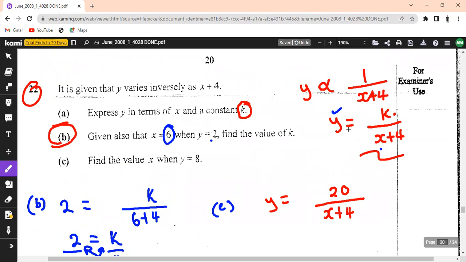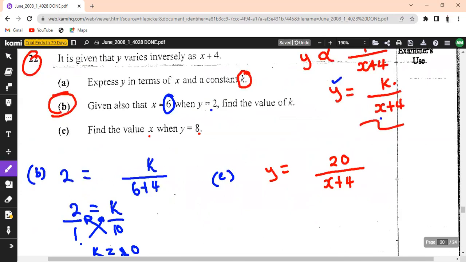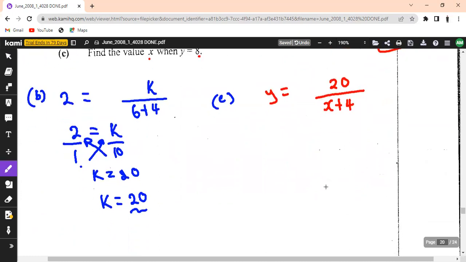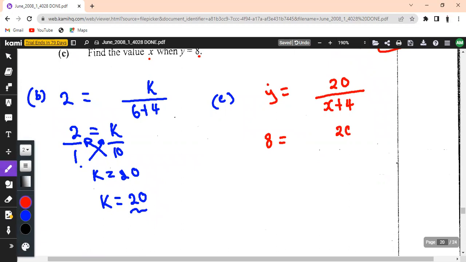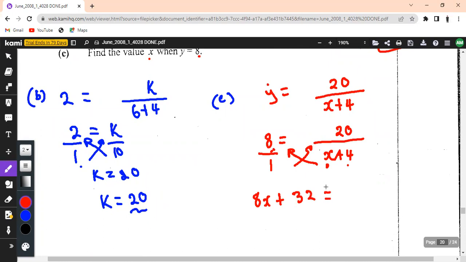Now we are asked to find the value of x, if y is equal to 8, okay? So y is equal to 8. So in place of y here, we have to put 8. So that is what you're given. 8 is equal to 20 over x plus 4. So what is the value of x? As you can see, guys, we have to cross multiply. And cross multiply means this has to multiply everything. 8 has to multiply x. So it's 8 times x, which is 8x, or you can open brackets, plus 8 times 4, which is 32, is equal to 1 times 20.